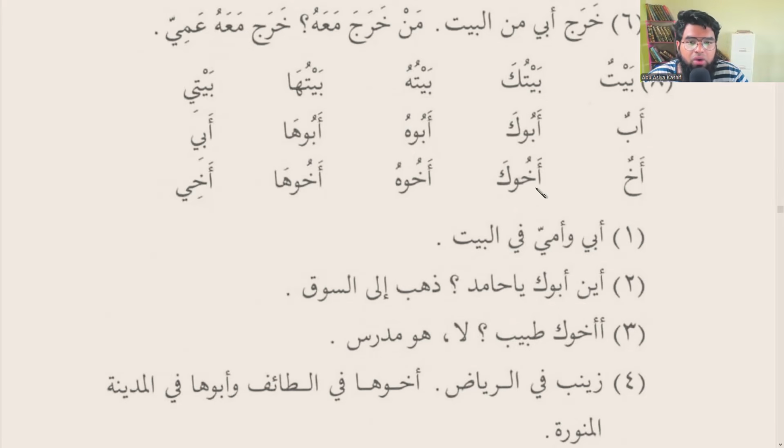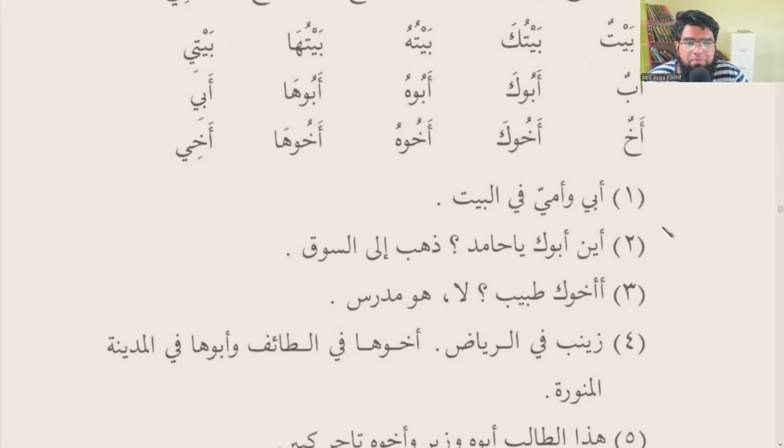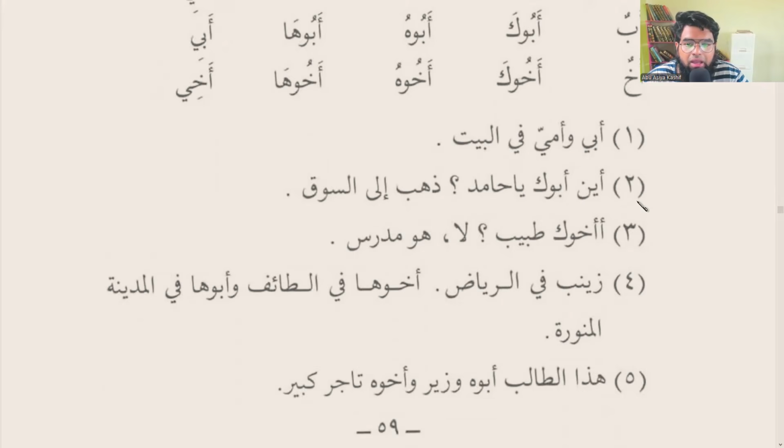Akhun, a brother. Akhuka, your brother. Akhuhu, his brother. Akhuha, her brother. Akhi, my brother. Akhi is my. So abi wa ummi fil bayt. My father and my mother are in the house. Fil bayt. We don't see wow here because with the ya, abui and ummi, ummi anyways is same.